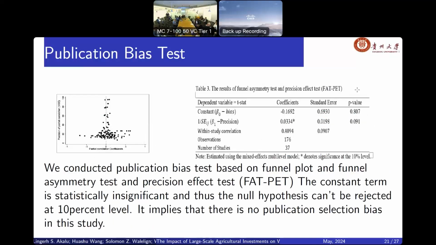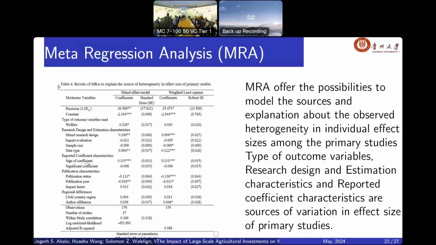And we also conduct a publication bias test to see if the publishers select studies which have larger standard errors. So we use a funnel plot and the FAT-PET test, and there is no publication bias. And we also conduct a meta-regression analysis in order to find out the causes of heterogeneity in effect size. So the type of outcome variables, research design used in these studies, and the estimation characteristics reported are actually the causes for the heterogeneity in the effect size of the primary studies.